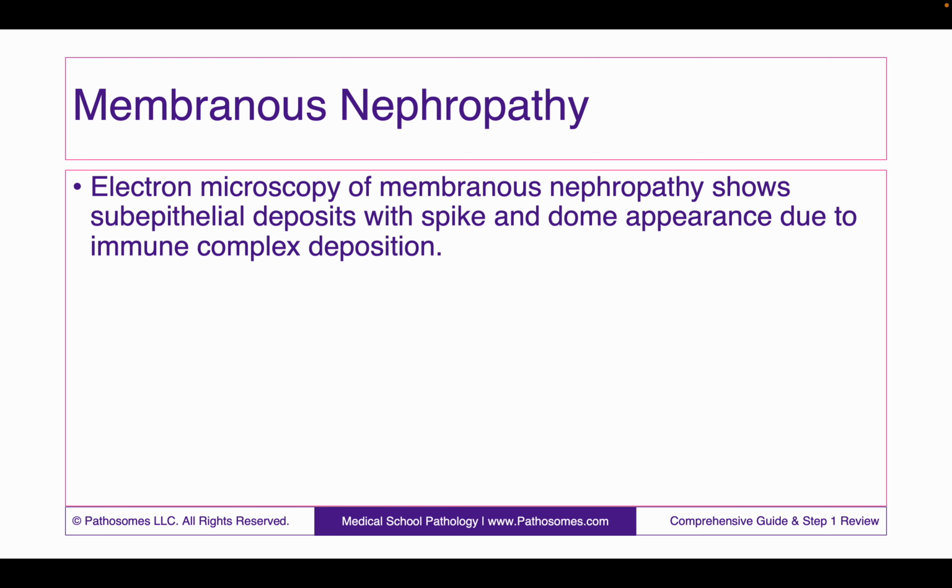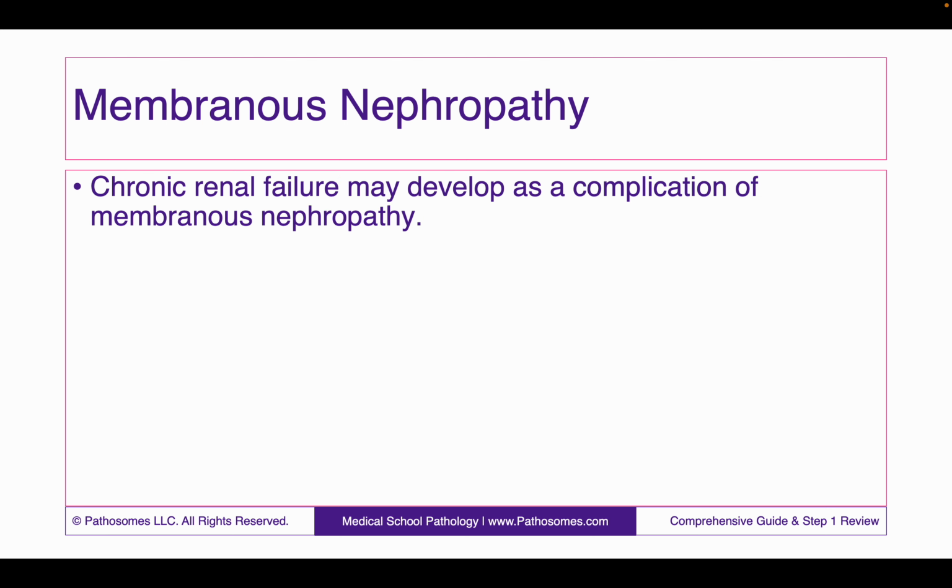An electron microscopy of membranous nephropathy shows subepithelial deposits with spike and dome appearance. Buzzword there, spike and dome appearance due to immune complex deposition. Chronic renal failure may develop as a complication of membranous nephropathy.